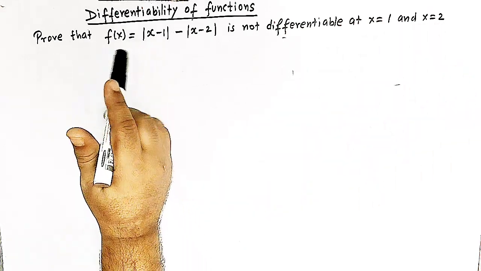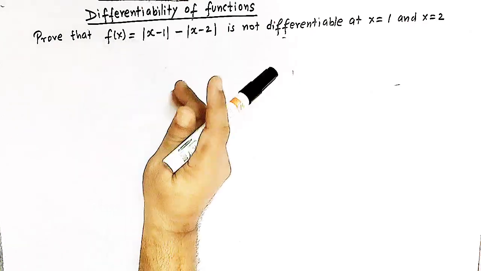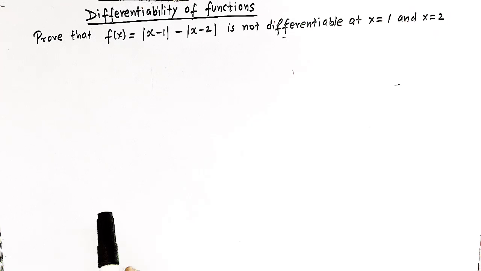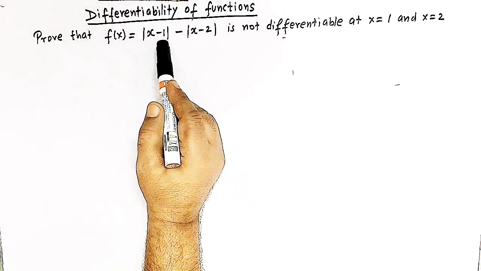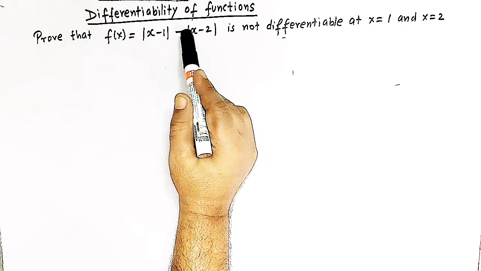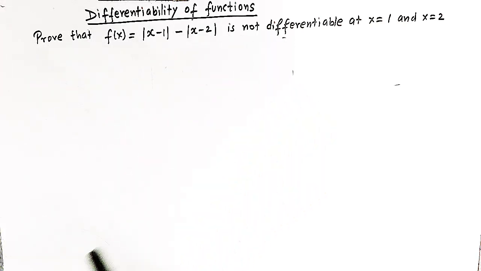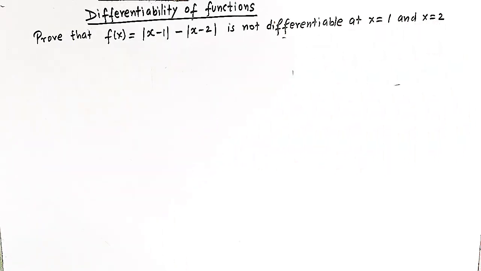So here we have to show that this function f of x, which is the difference of two absolute value functions, two modulus functions, the first one is mod of x minus 1 and the other is mod of x minus 2, is not derivable at x is equal to 1 and x is equal to 2, right?